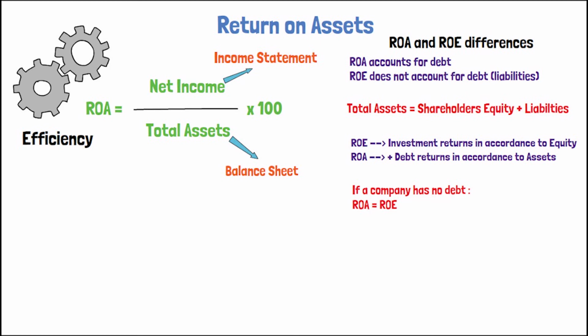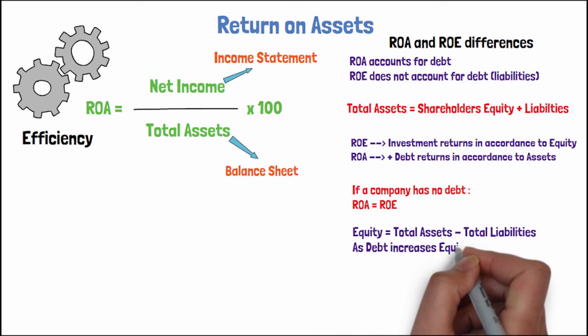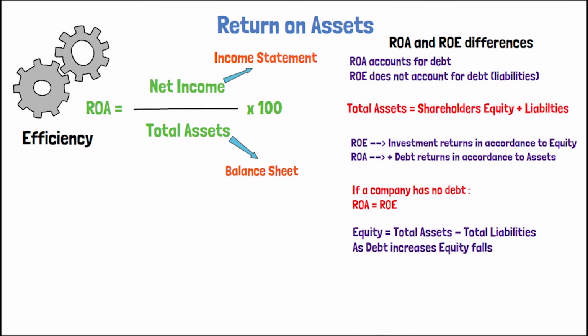If a company does not have any liabilities, the ROE always equals the ROA, because the equity, or the pure capital, is equal to the total assets minus the total liabilities. Then when the total liabilities increase, the pure capital will decrease, and when the pure capital decreases compared to the net income, the ROE will increase.